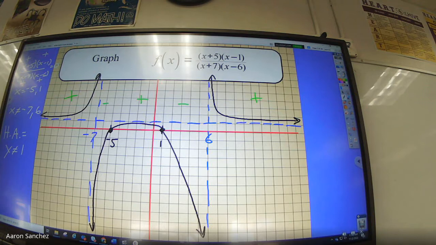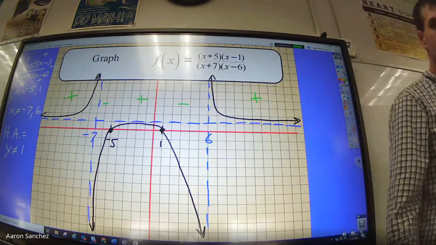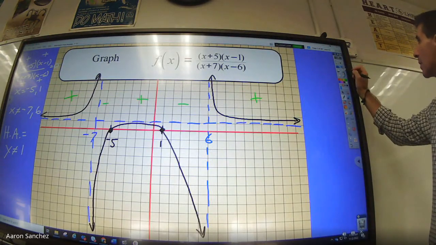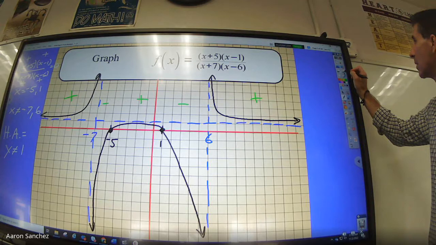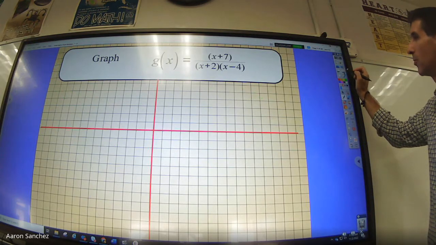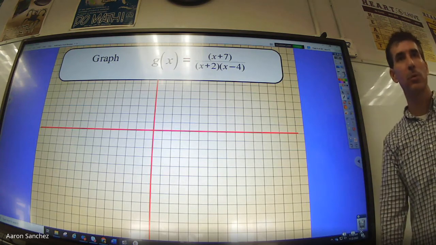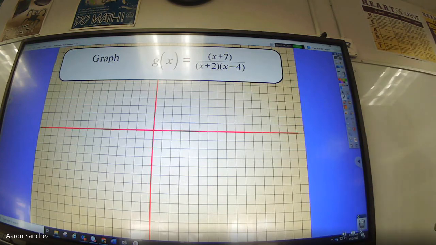Put it on time. 25 minutes? Yes. Jam. Eight graphing, four solving, one addition, one subtraction, one multiplication, one division. Okay.